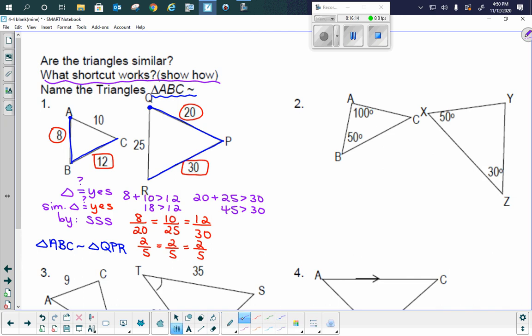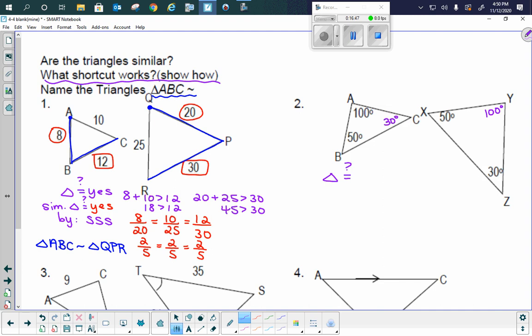All right, let's try a few more. So notice in number 2, anytime I give you 2 out of 3 angles in a triangle, I hope your instinct is to find the other angle. So let's do that. 100 plus 50 is 150. Since the angles add up to 180, 180 minus 150 would give you 30 degrees. In the next triangle, 30 and 50 gives you 80. 180 minus that will give you 100 degrees for y.